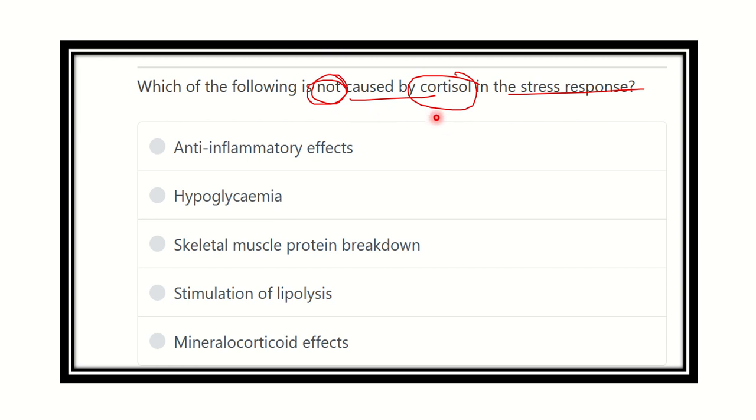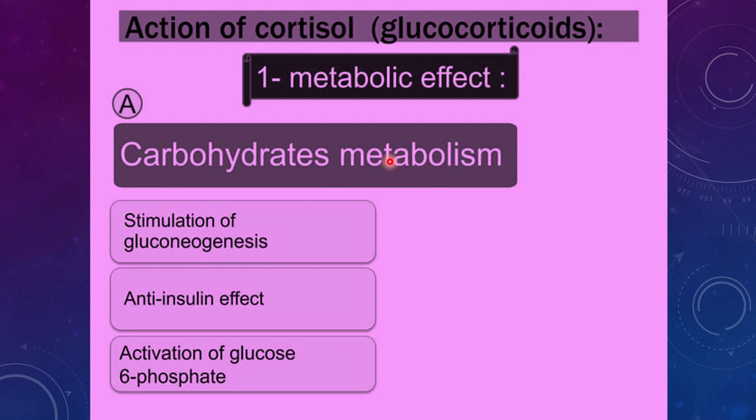We know that cortisol is a hormone, and this hormone is responsible for different types of action. So first of all, let's see the different types of action. Cortisol is primarily released from the adrenal gland, especially from the adrenal cortex. First of all, the metabolic effect. It acts on carbohydrate, protein and fat, and here we can see carbohydrate metabolism.